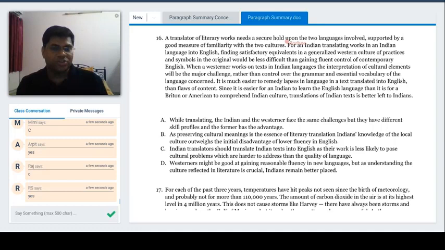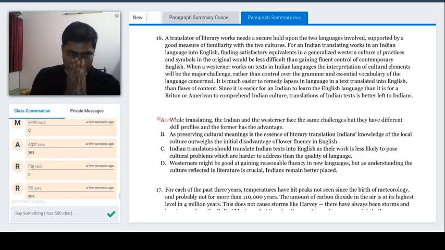So let's look at the options now. While translating, the Indian and the Westerner face the same challenge. Easy option to go out. Yes or no? Are they facing the same challenges, people?